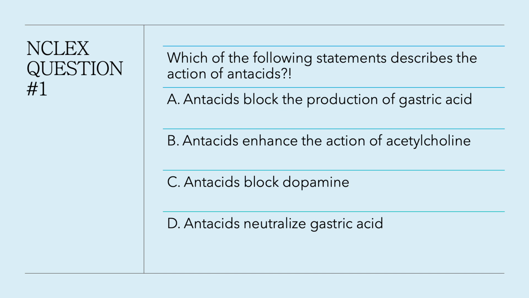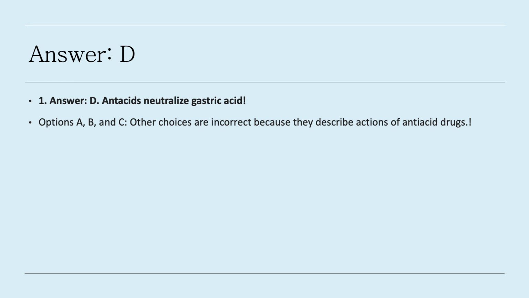So NCLEX question number 1. Which of the following statements describes the action of antacids? A, antacids block the production of gastric acid. B, antacids enhance the action of acetylcholine. C, antacids block dopamine. Or D, antacids neutralize gastric acid. So D is the correct answer. It neutralizes gastric acid.